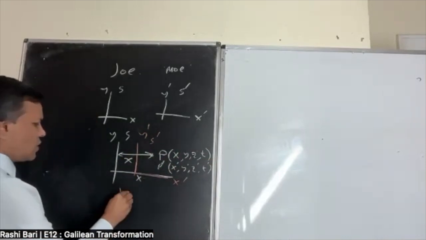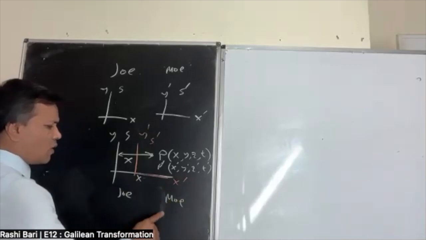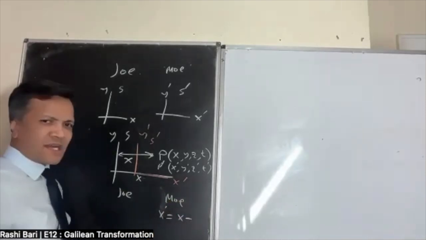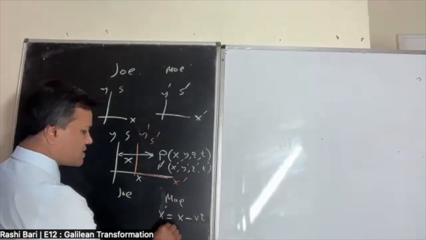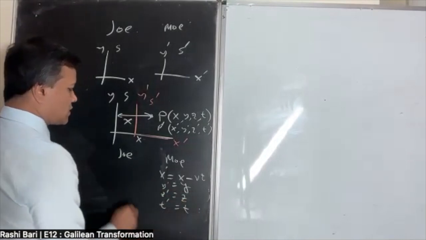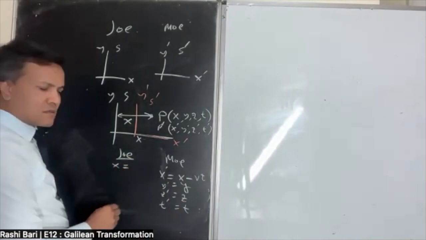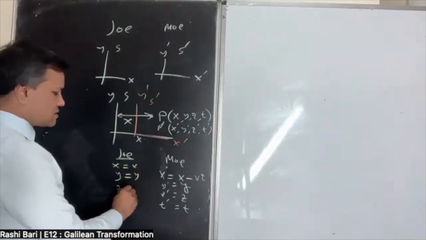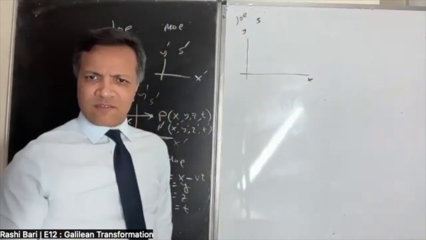Now, this is Zoe, and this is Mo. Now, for Mo, the x prime would be what? X minus what? X minus vt. Y prime is? Moved in the x direction, so we only consider that. What about Zoe? X is x, y is y, z is z, and t is t. But we know everything about Zoe, right? And now Zoe is at rest, of course, right?